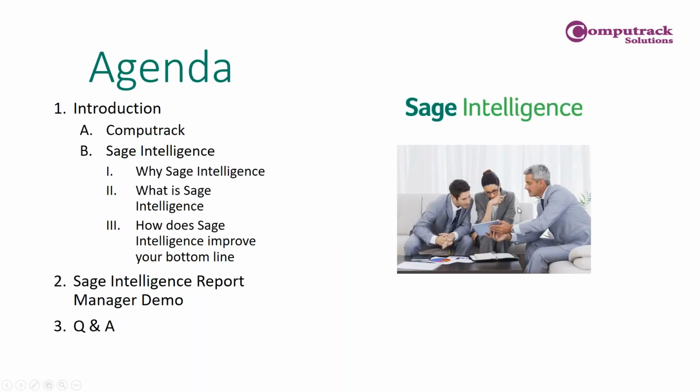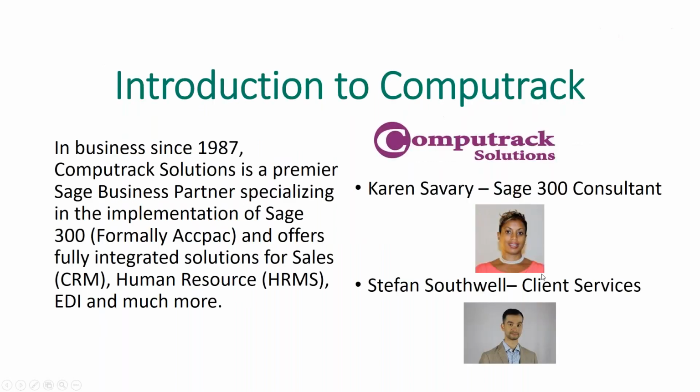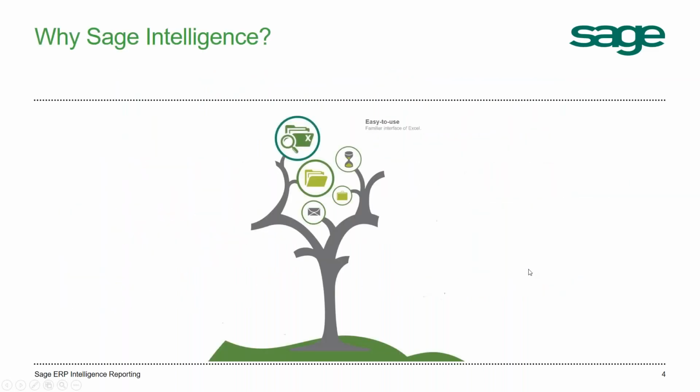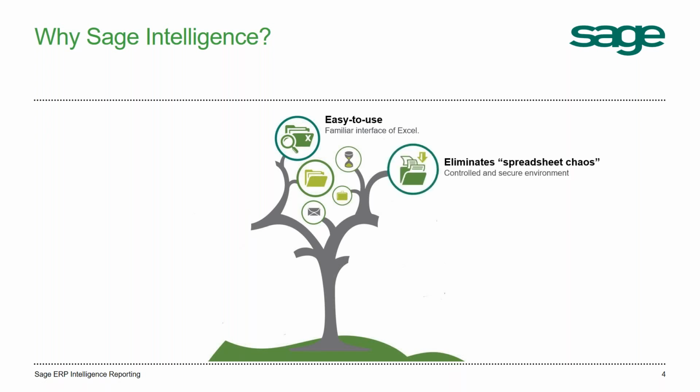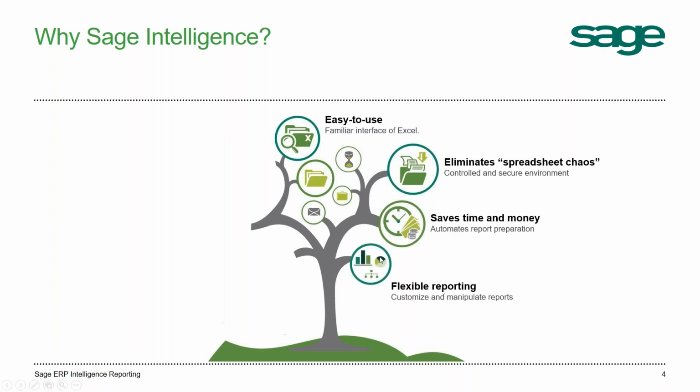Sage Intelligence is easy to use. It's a familiar interface with Excel. We also eliminate spreadsheet chaos. What this means is your VLOOKUPs, you're pulling multiple data into several Excel spreadsheets, doing the links. It's direct out of the box, so it's linking directly to your data. That allows you to save time and money and to automate the report preparation.